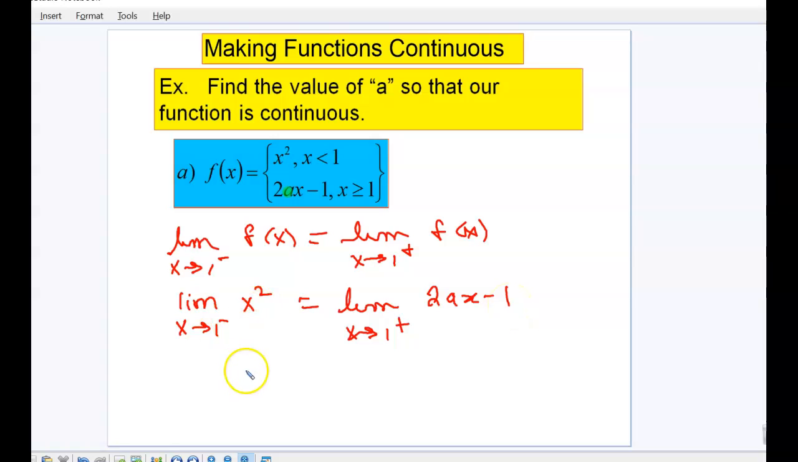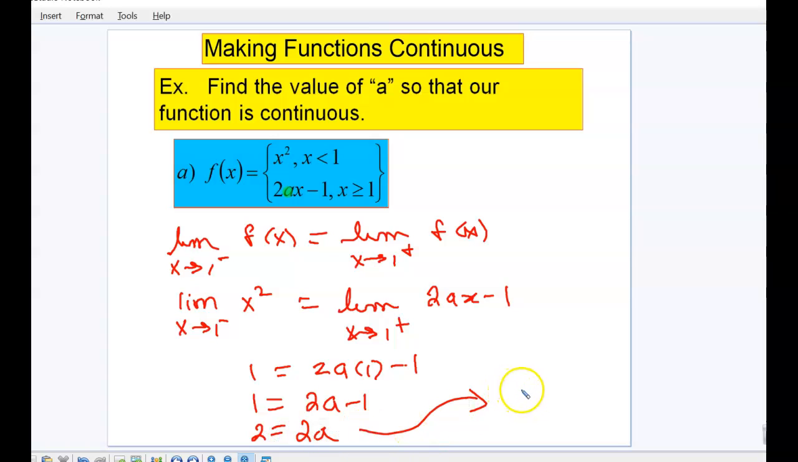Now substituting 1 in for x squared, I get 1, because 1 squared is 1. Plugging a 1 in for x here, I end up getting 2a minus 1. Now solving for a, I add 1 to the other side, and if I divide both sides by 2, I get a being 1. So if I put a constant of 1 in there, 2 times 1, it'll be 2x minus 1. So the equation 2x minus 1 will make this function continuous.